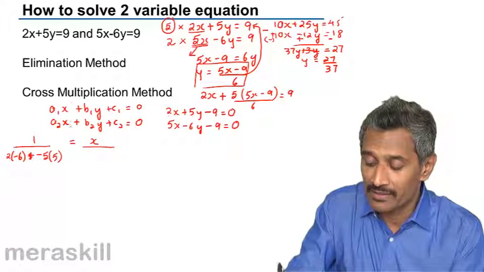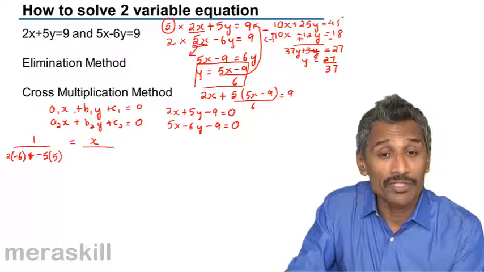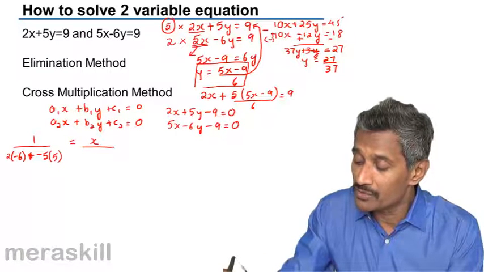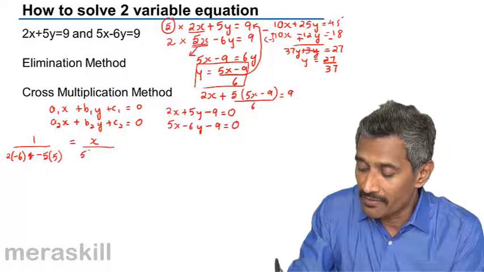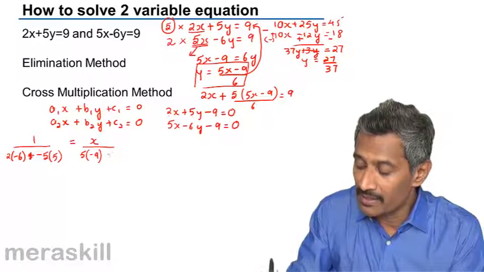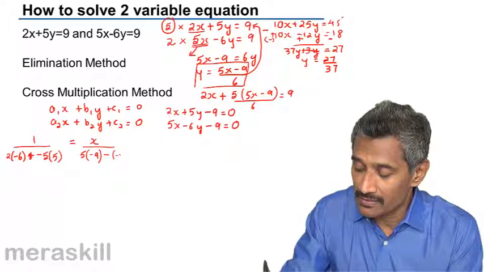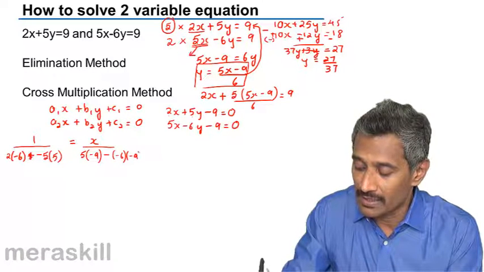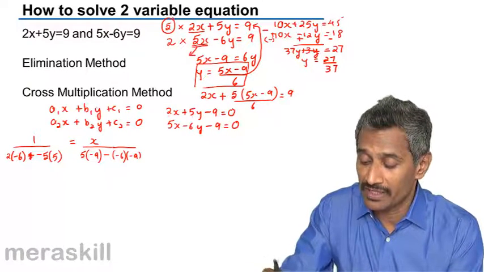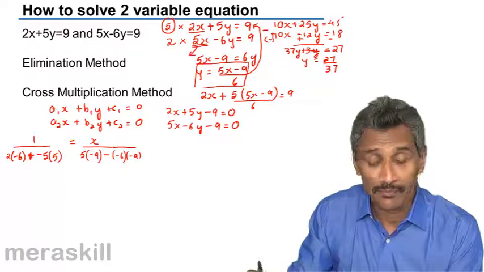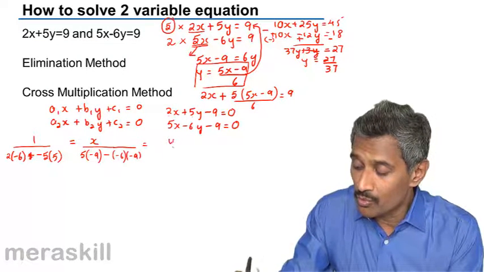x we take it, and don't bother about the coefficient of this. So same way here, look at x, and then you do 5 into minus 9 minus 6 into minus 9. That is minus 6 into minus 9. So what have we done? It will be B1C2 minus B2C1 is equal to y.